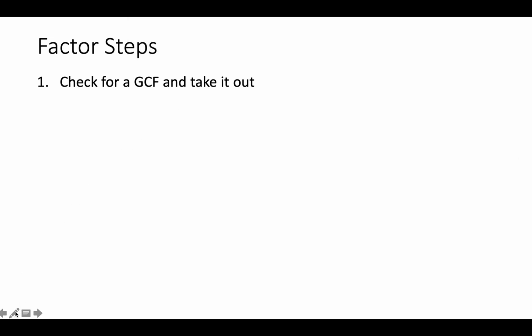So factoring steps, the first factoring step is check for a GCF and take it out. So the biggest thing is with all of these, your answer should always look like your original. So when you take a GCF out, it should look something like this. If you just have the x plus 2, then that would not be a complete answer.